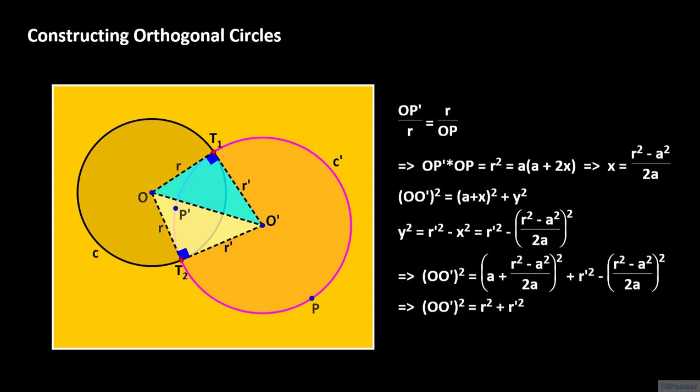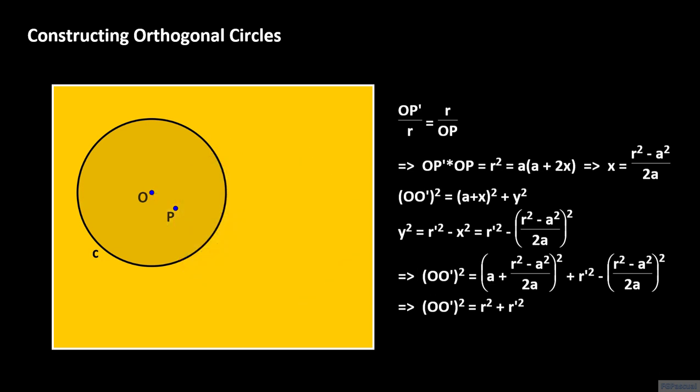The converse is actually true. That is, if a point P is on C prime which is orthogonal to C, then its inverse point with respect to C will also be on C prime. We leave the proof of the converse as an exercise for the viewer. This brings us to the final case where P is inside circle C but is different from the center of C.